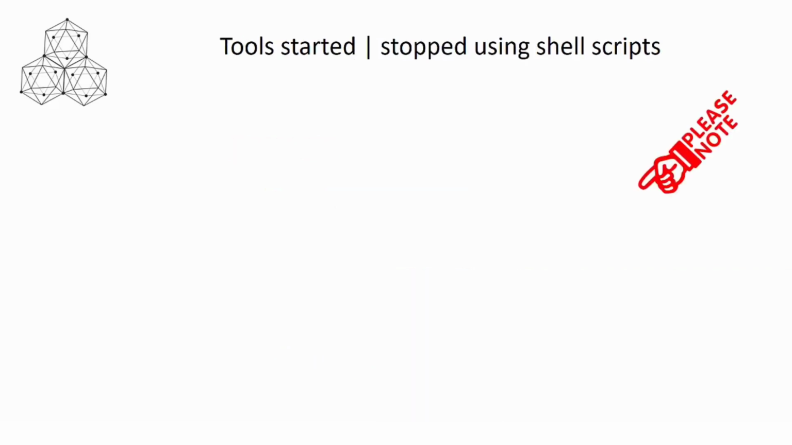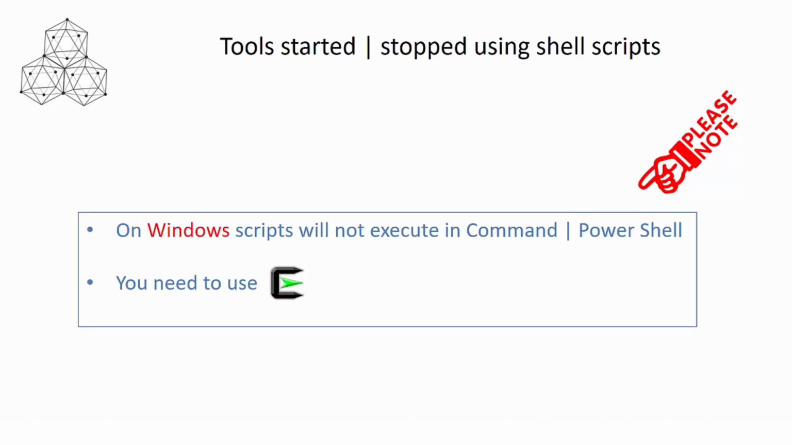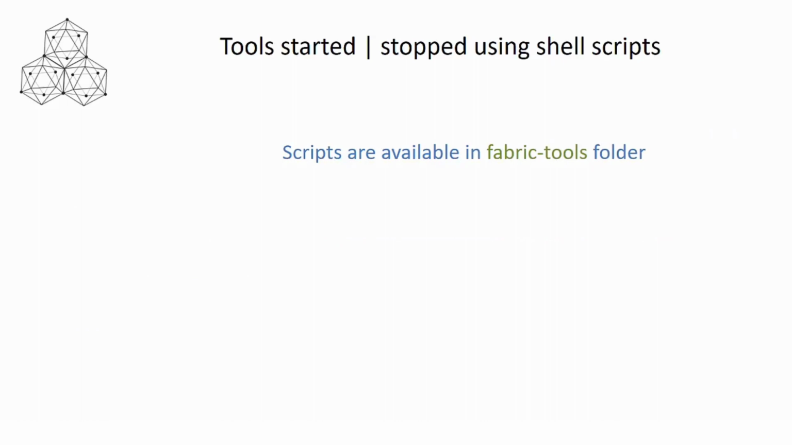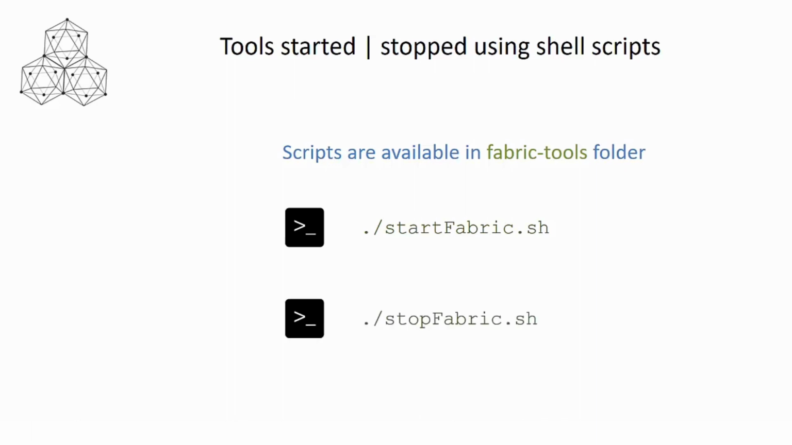The Fabric dev environment is started and stopped using shell scripts. On Windows, the scripts will not execute in the command prompt or PowerShell, so Windows users will have to use the Cygwin terminal to execute these scripts. The scripts are available in the Fabric Tools folder. You can use the startfabric.sh script to launch the environment, and to shut down, you can use the stopfabric.sh.